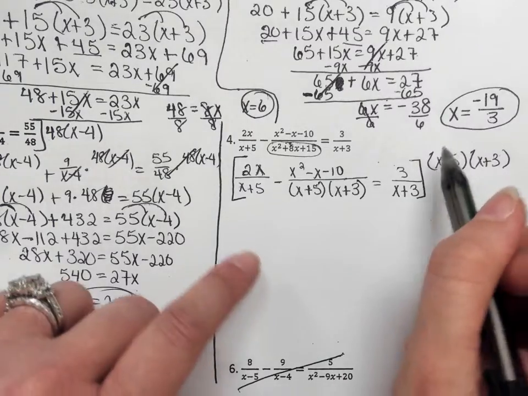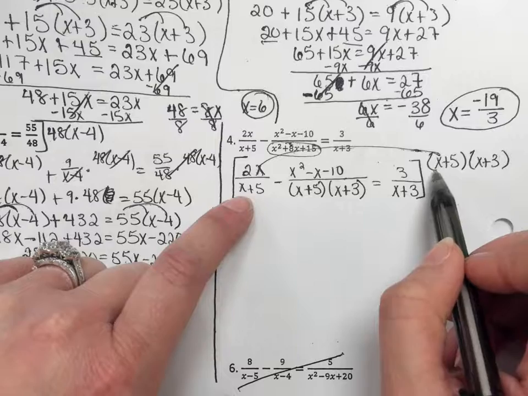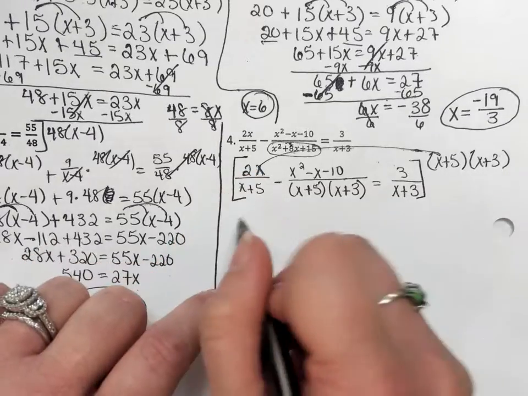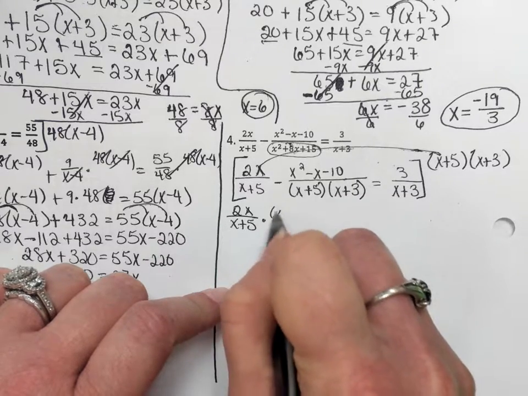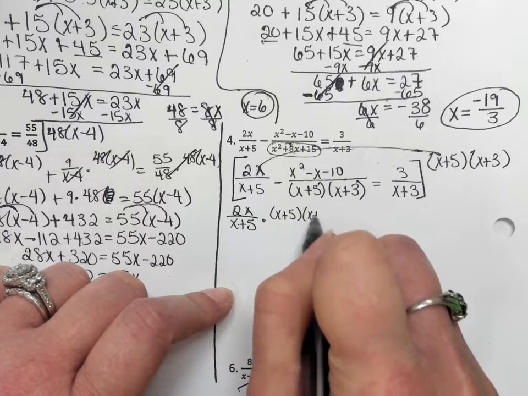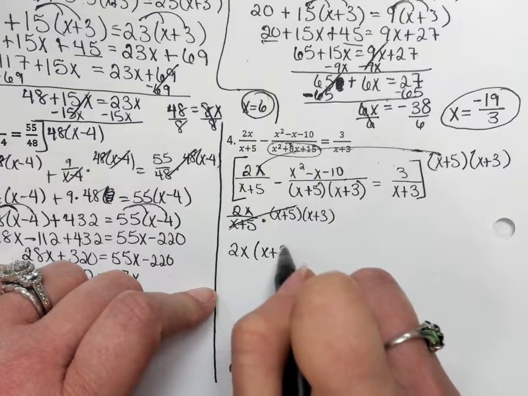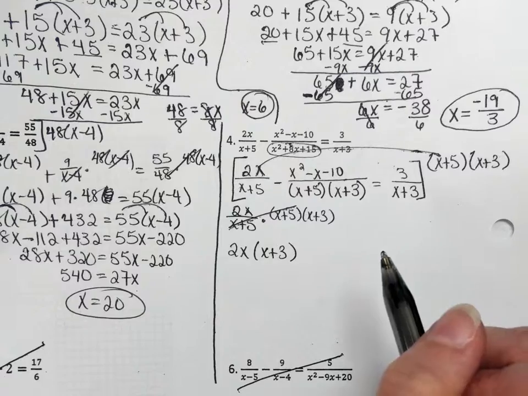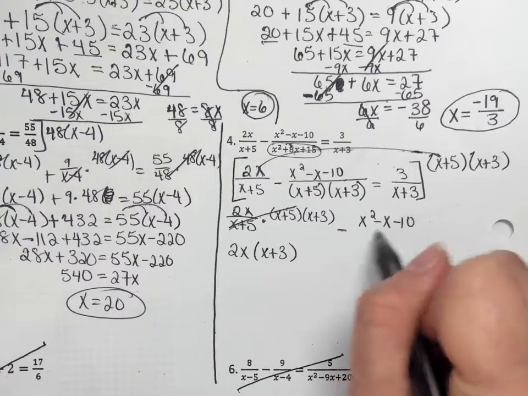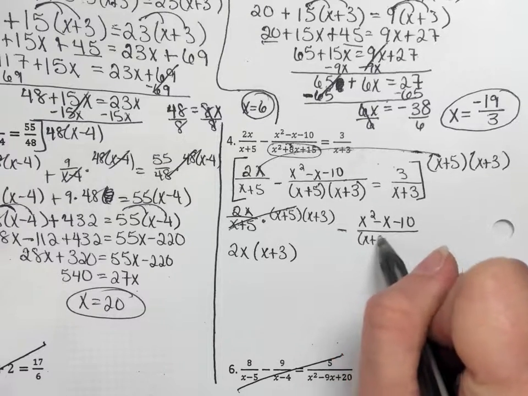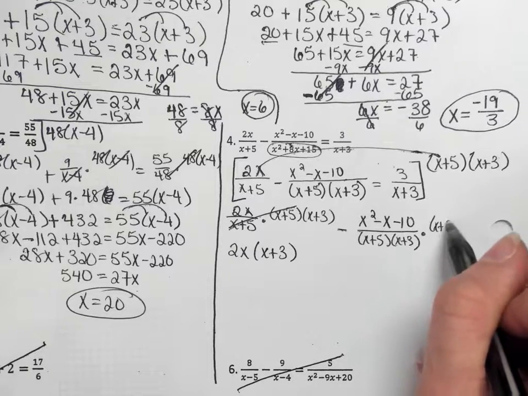So again, some of you can already do this in your head. This one's easy to do in your head. So you see that these x plus 5's cancel. So you'd have 2x and x plus 3. So if you can go ahead and do that, then do it. Multiply both of them by x plus 5 and x plus 3. Yep, both of them. So if you can do it in your head, it saves you a lot of steps.